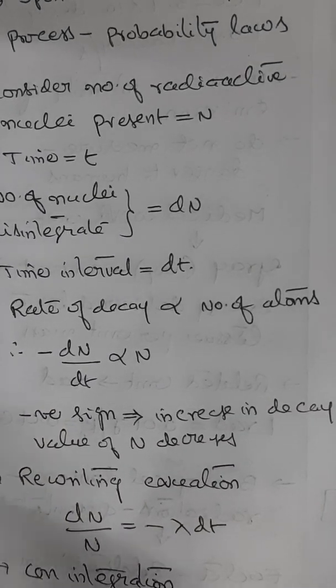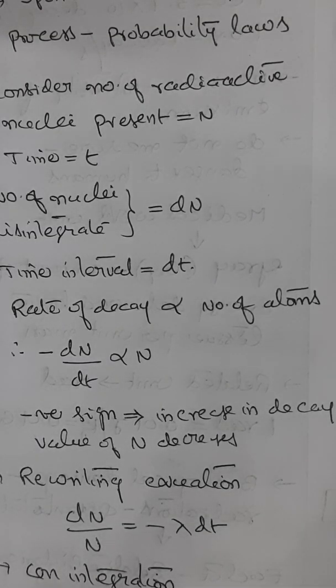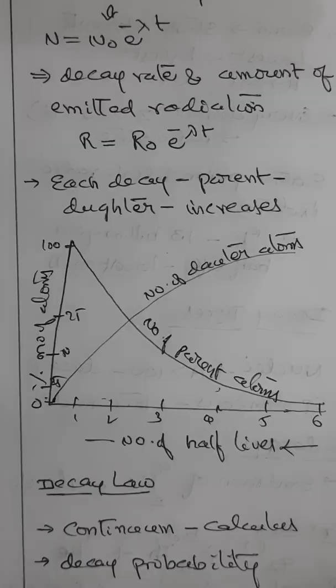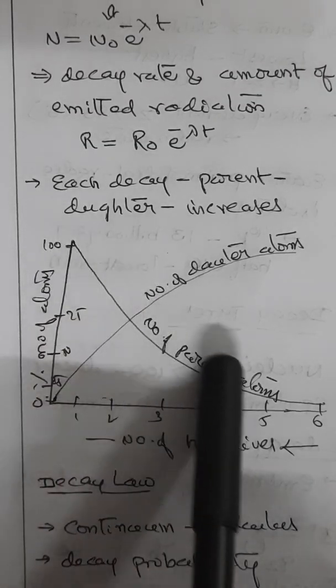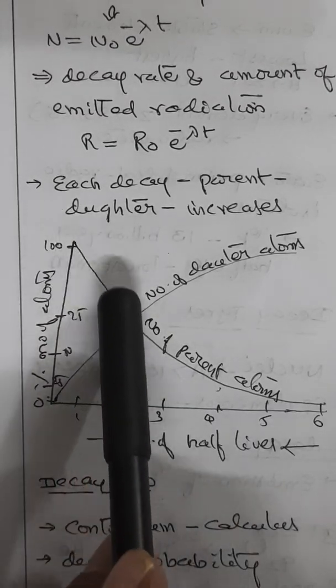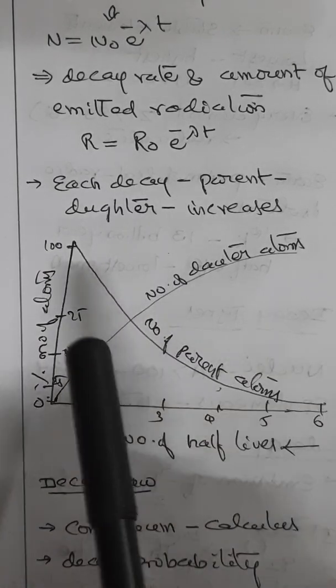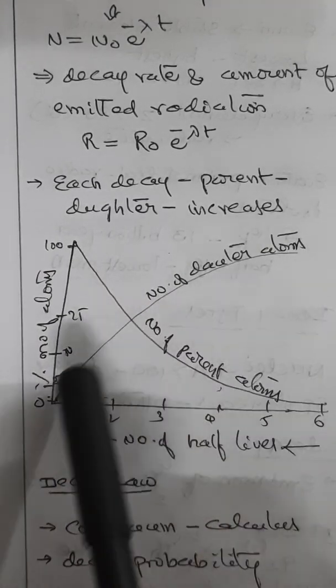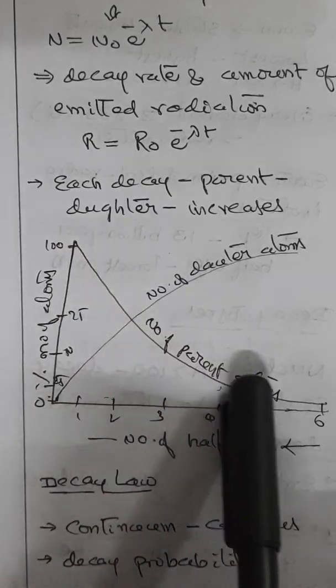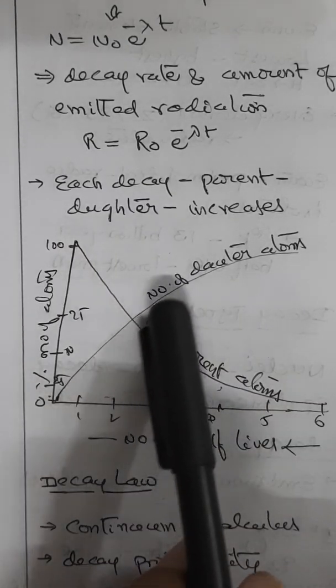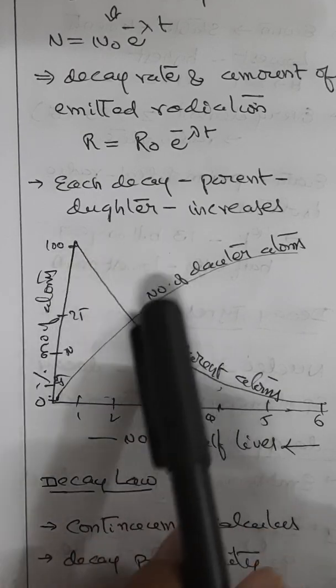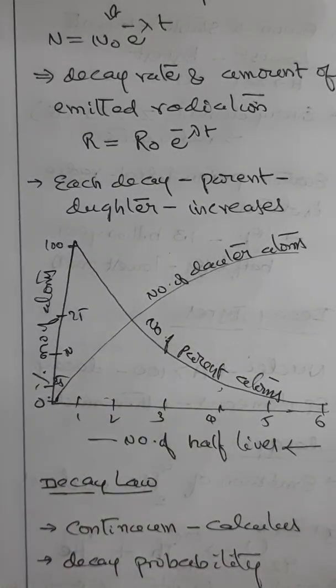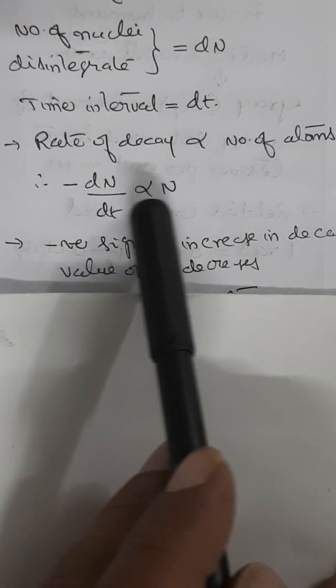Basically, the minus symbol helps us to understand that with the increase of the decay, the value of N decreases. From the graph, try to recollect that with the disintegration of the parent nuclei, the daughter nuclei are increasing in the opposite order. That means the parent nuclei is decreasing, the daughter nuclei is increasing in the opposite direction. That's why we get the minus sign in the equation shown here.